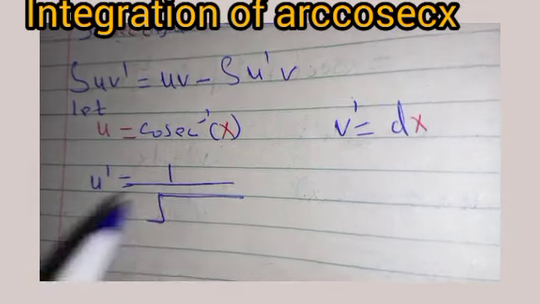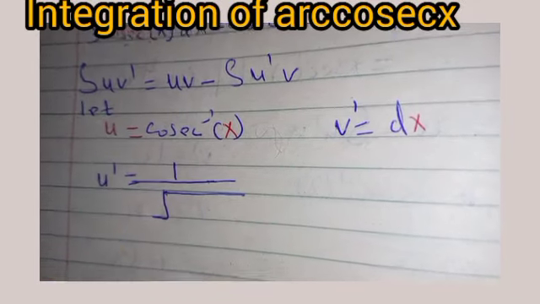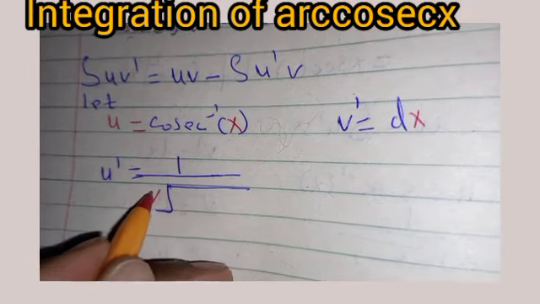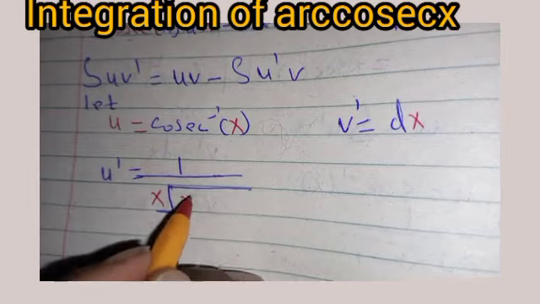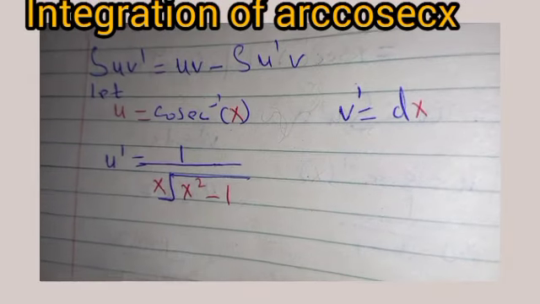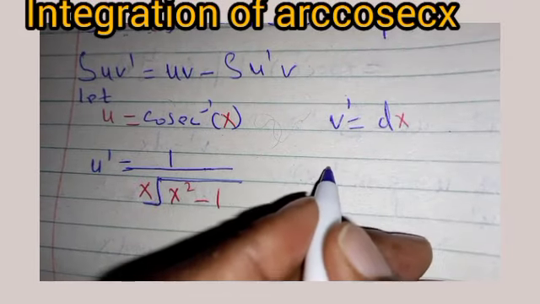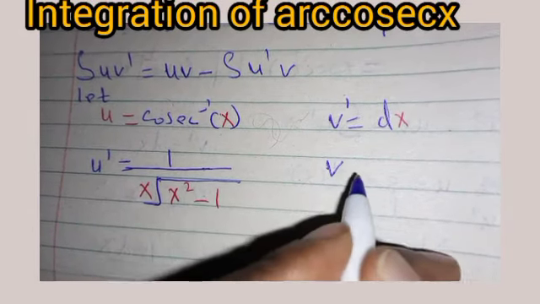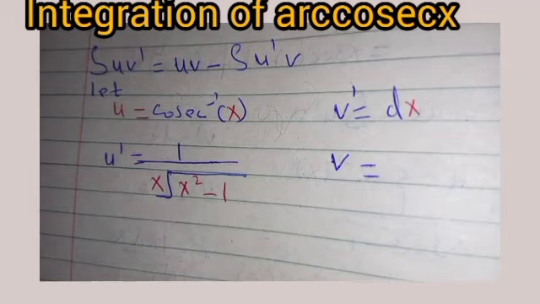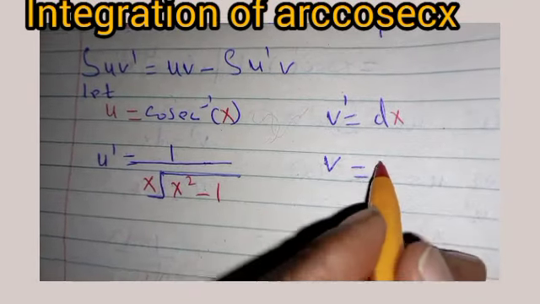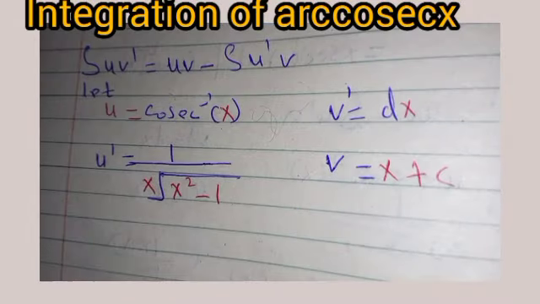For the full study on how to obtain the derivative of cosec inverse, I have done it; you can check my YouTube channel, and you are going to get the result: 1 over x into the square root of x squared minus 1. Here, when you integrate v prime, we are going to get v. When you integrate dx, the result is x plus constant c.